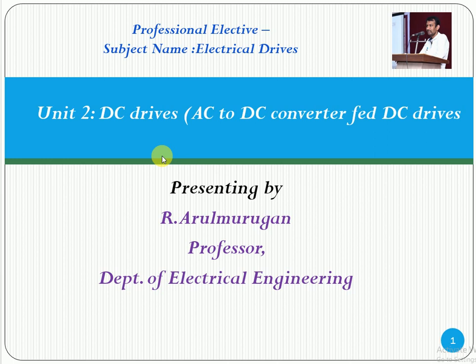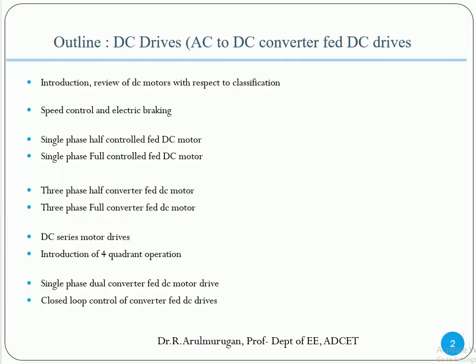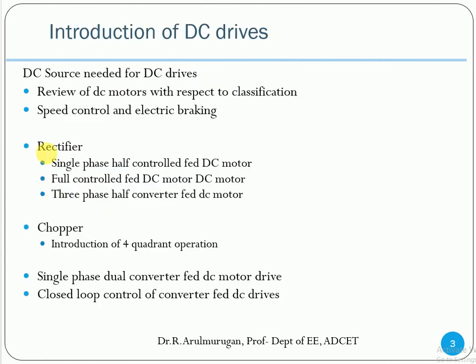In the last unit you have seen the power modulator. The order is source, power modulator, DC motor. I will repeat: source, power modulator, DC motor. What is the power modulator? There are three possibilities. One is you can use it as a rectifier, second you can use it as a chopper, or third you can use it as a dual converter.